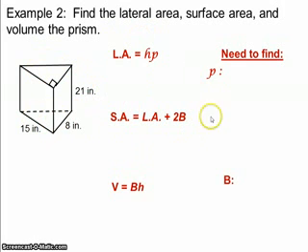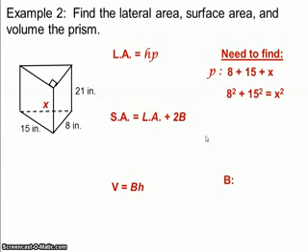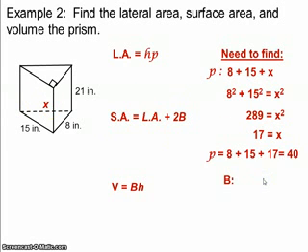Again, we already know what the height is. Okay, so we know it's a right triangle, so we can use the Pythagorean theorem to find that. If we plug everything in, that gives us 17 for x. To find the perimeter, we just add them all together, so our perimeter is 40.